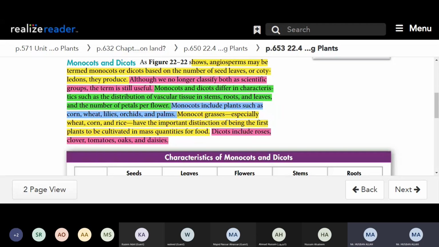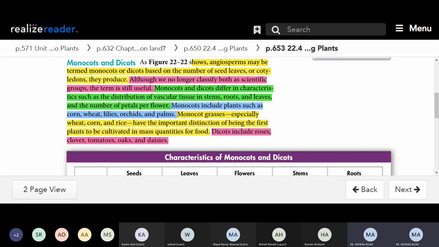Monocot and dicot differ in characteristics such as distribution of vascular tissues. So what is the difference? Now we are coming to 5 differences mainly, right? First, how the arrangement of vascular tissues, the vascular bundles, occurs. What are vascular bundles? Xylem and phloem, which distribute water, minerals and food in the angiosperm body, right? Next one, roots. What is the difference and similarity in their roots? What are the differences and similarities in their leaves? And what are the similarities and differences in their flowers?